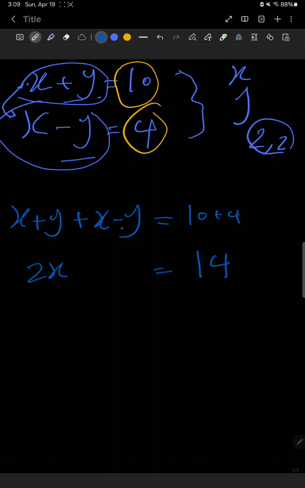I have y and minus y. How many? I have 0 y's. 0 y's means 0, okay? Like if I have 1 and minus 1, it would be 0. Therefore, x equals 7. Okay?